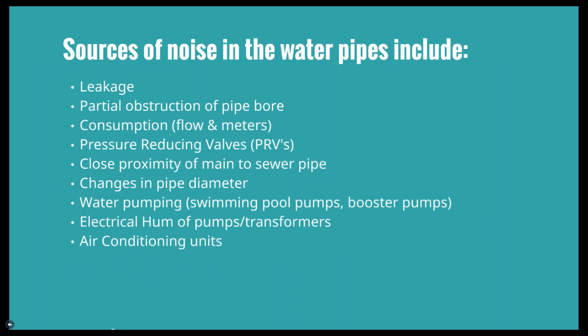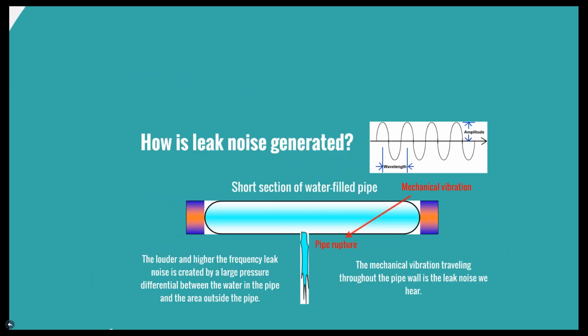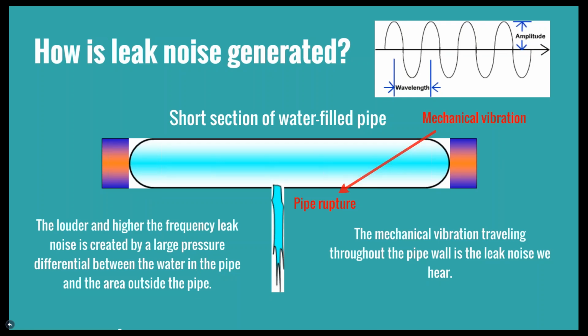Next bullet there, Noah. So how is a leak noise generated? If you have a hole in the pipe somewhere, there's a mechanical vibration, and the louder, higher-frequency leak noise is created by a large pressure differential between the water in the pipe and the area outside the pipe. The mechanical vibration traveling throughout the pipe is the leak that we actually hear.